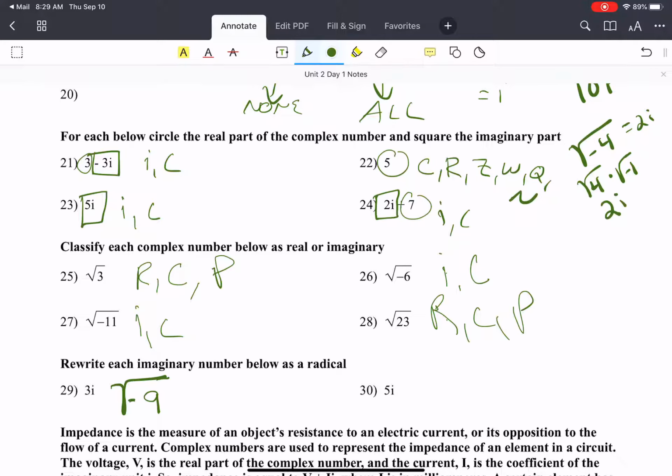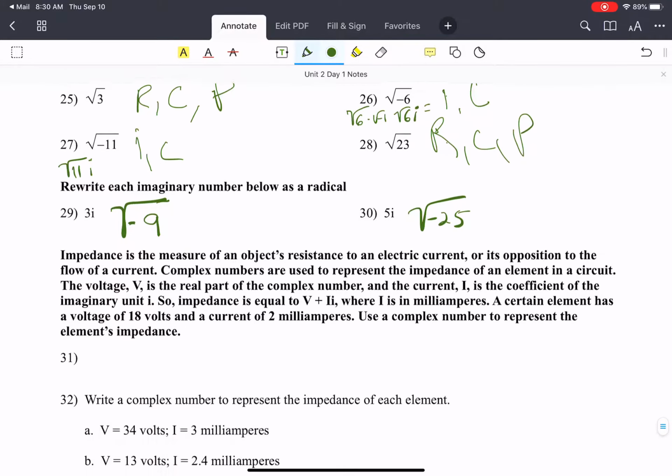Okay. What about 30? Anybody think they know 30? Negative 25. Oh, yeah. 25. Good guess, though. Hey, I had somebody who asked me a question about 26 and 27, so let me just go back to that. I didn't simplify these, right? If I did, I could have changed this to square root of 6 times square root of negative 1 or square root of 6i. That's how we got that it was imaginary. So this 27 simplifies to square root of 11i. And that's how we knew it was imaginary. Good? Okay, we're almost done.